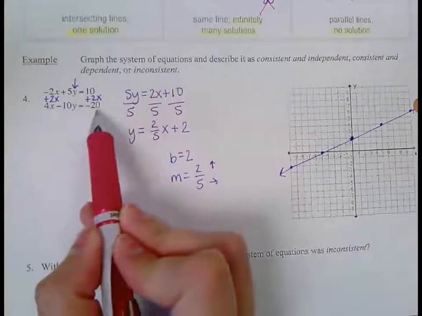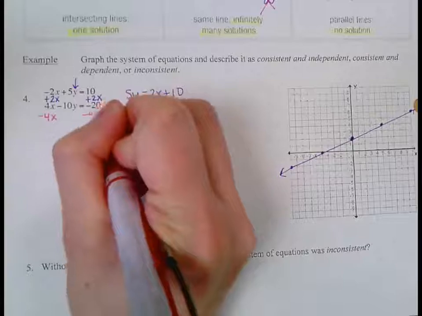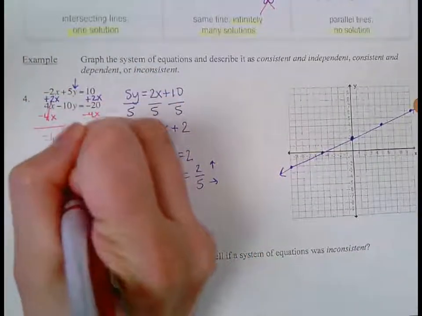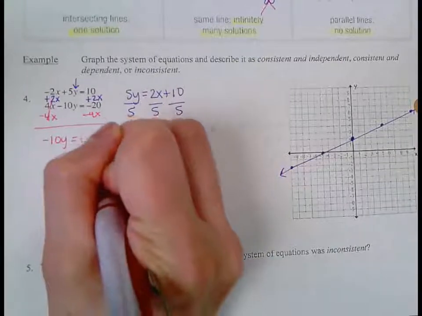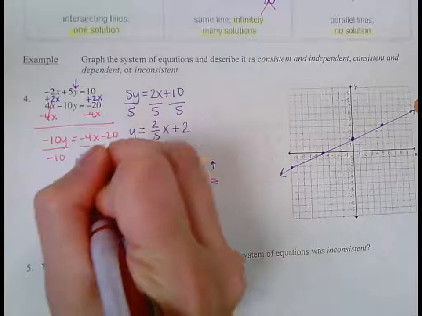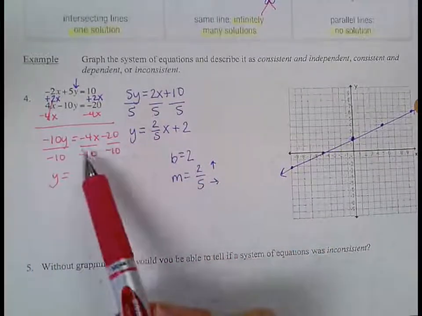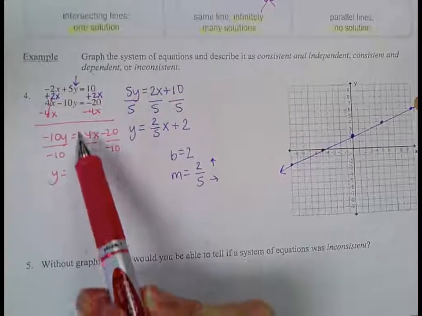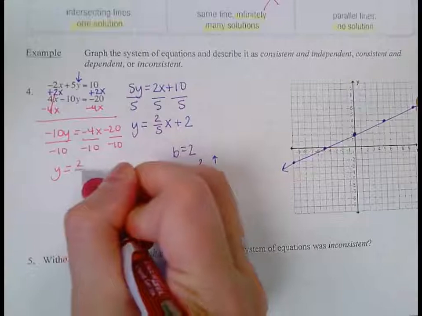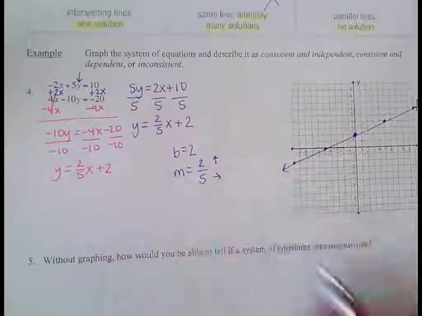And then for the second equation, solving for y, I'd need to subtract 4x from each side first. Make sure the negative stays in front of the 10, so negative 10y equals negative 4x minus 20. Divide each side by negative 10, and y will equal, a negative divided by a negative will be positive, but 4/10 will simplify to 2/5 x, and then negative 20 divided by negative 10 is positive 2.